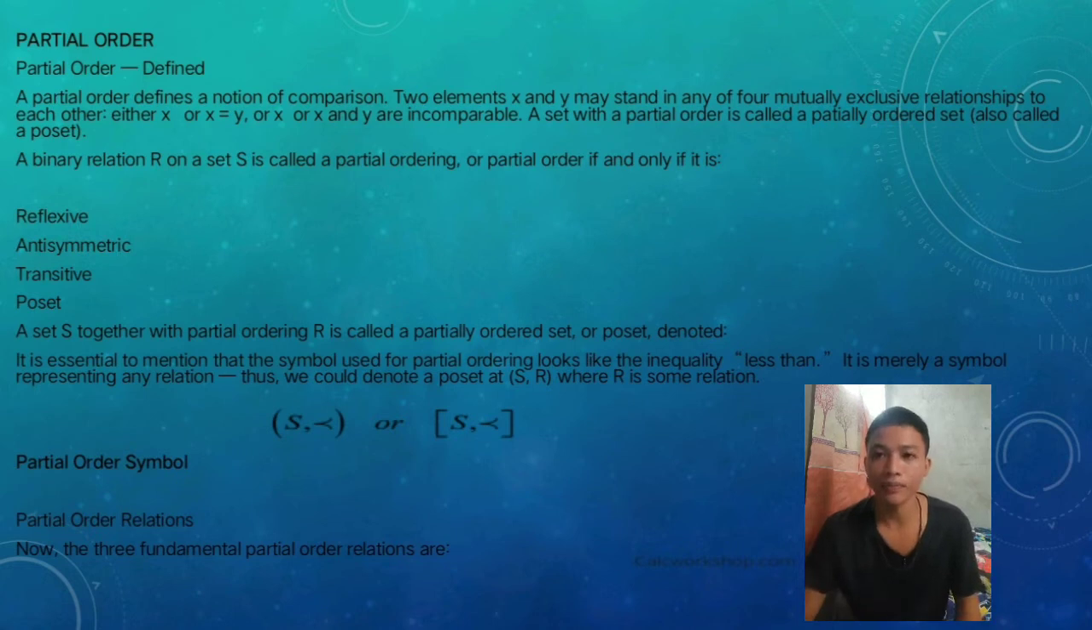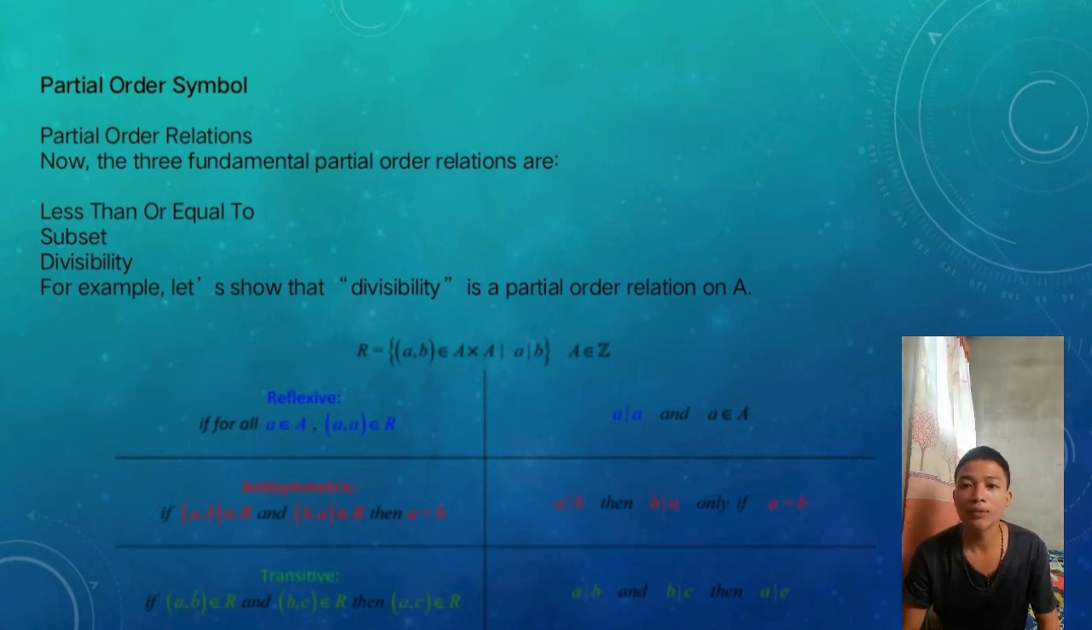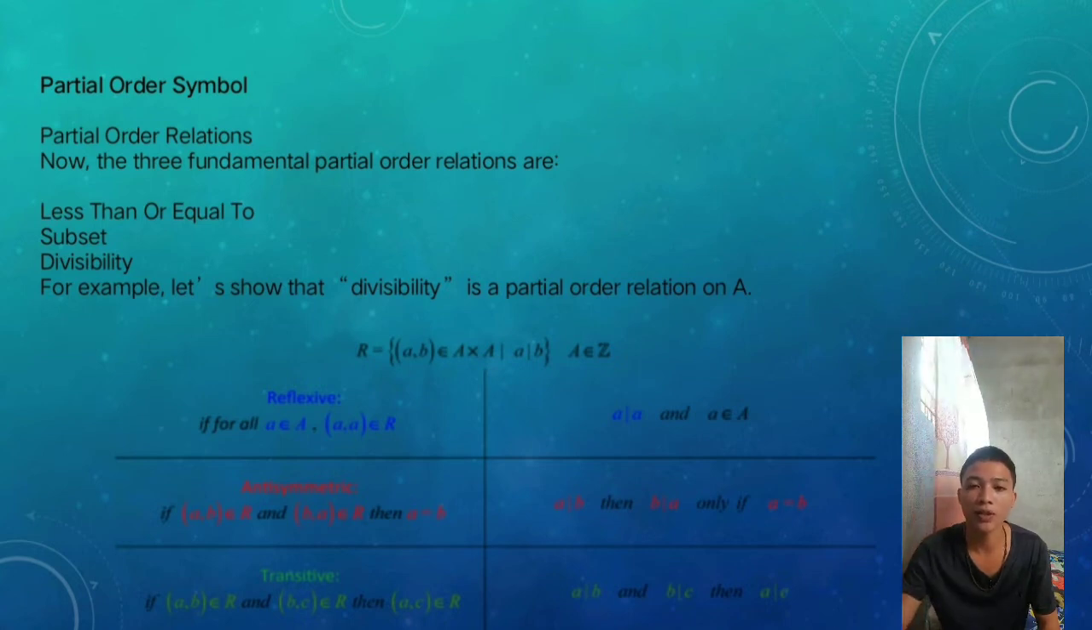Example is in this photo. Partial ordered symbol, partially ordered relations. Now, the three fundamental partial order relations are less than or equal to, subset, and divisibility. For example, let's show that divisibility is a partial order relation on the integers.